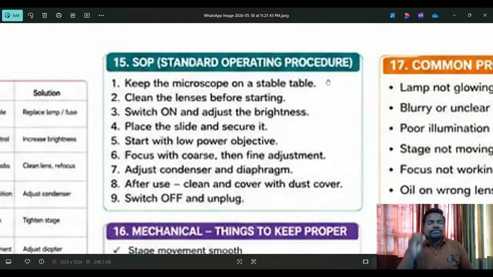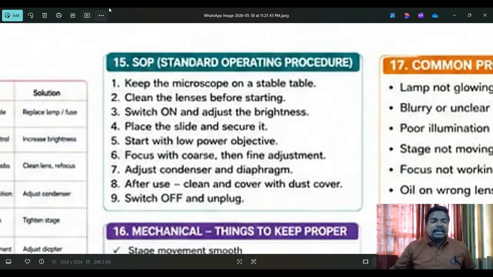Because SOP is very, very important. If you follow SOP, then definitely nobody will touch you, nobody will blame you, nobody will scold you, and no problem will come to you, okay? Why am I saying all these things? Because I have experienced all types of inspections, NABH, NABL, JCI, in my complete biomedical engineering career of 18 plus years, okay?